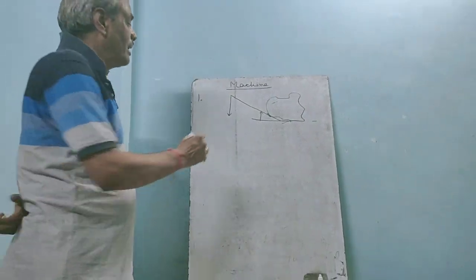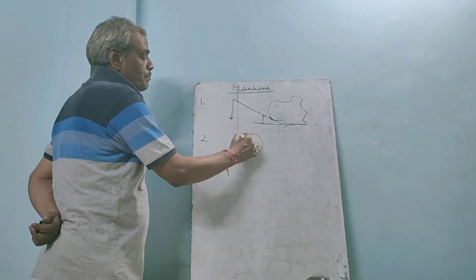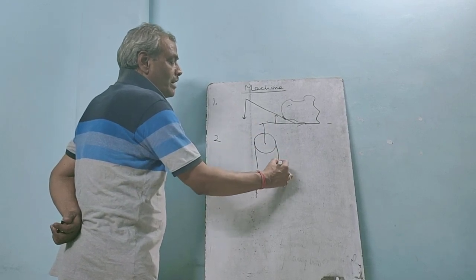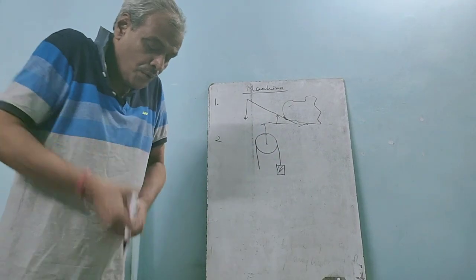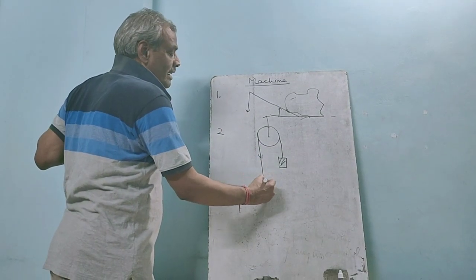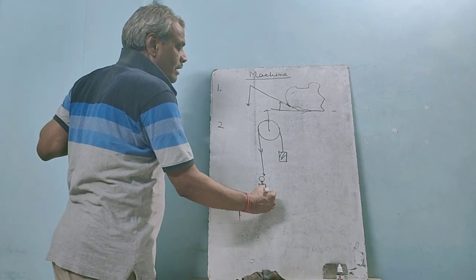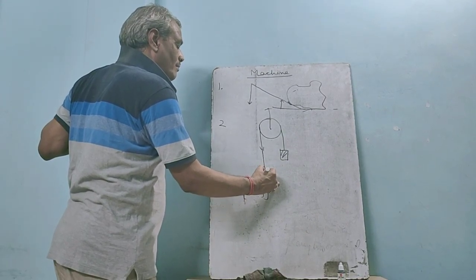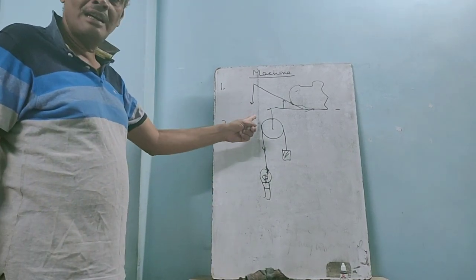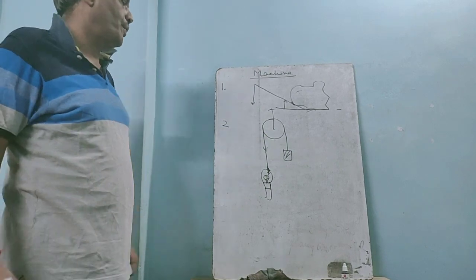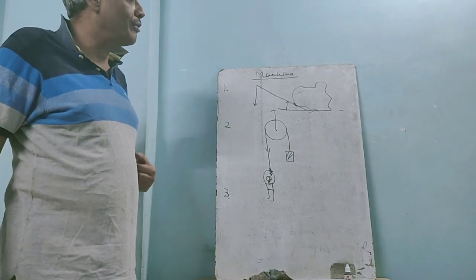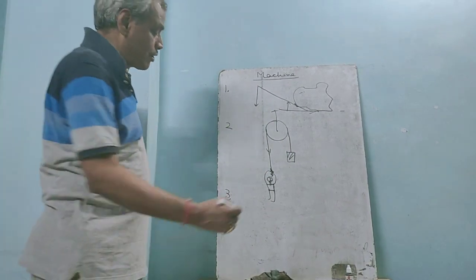Then this is a machine. Number two, suppose this is a fixed pulley, and a heavy load is to be lifted. To lift the load this way is very difficult. And if we apply a force here, then it is going to be very easy. Here what we have done? We have changed the direction of application of force.